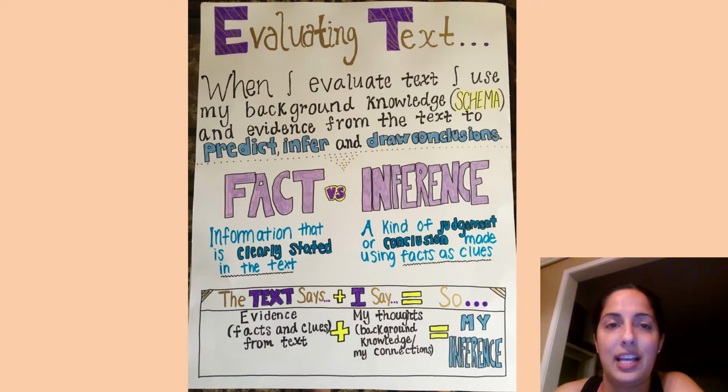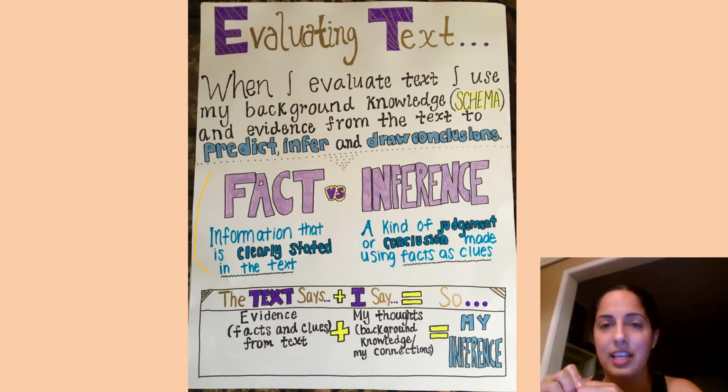When I evaluate text, I use my background knowledge, the fancy word for that is schema, and evidence from the text to predict, infer, and draw conclusions. So when we're evaluating text, we're doing all of that, right? Then it gives an example, or a definition, for fact versus an inference, all right?